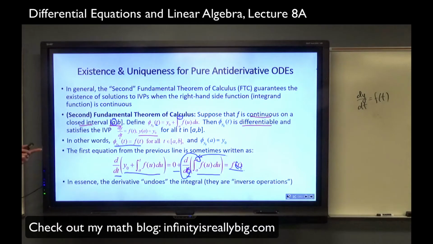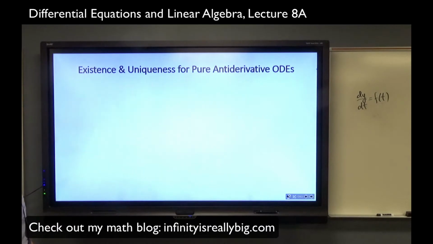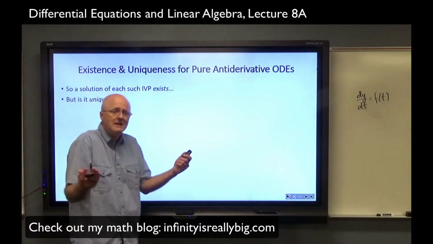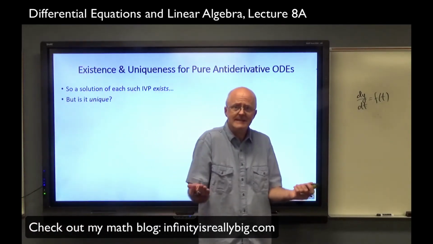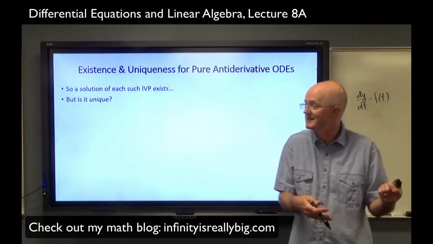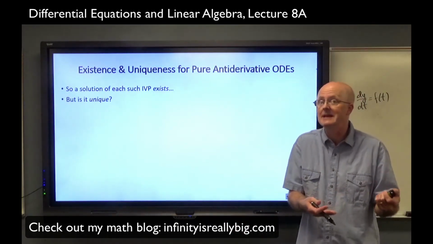They are inverse operations, and it verifies this satisfies this initial value problem. But is it unique? The solution exists, but is it unique? Are there any other solutions? This is not a trivial problem, actually. In general, we'll see for autonomous equations or mixed equations, for example, this is not trivial.